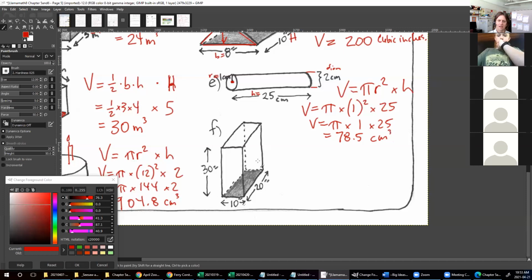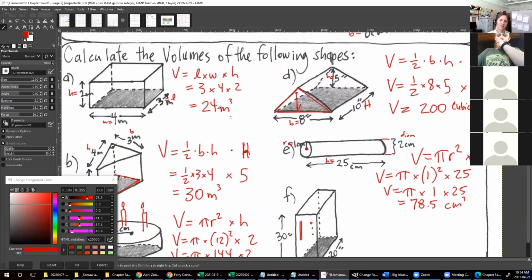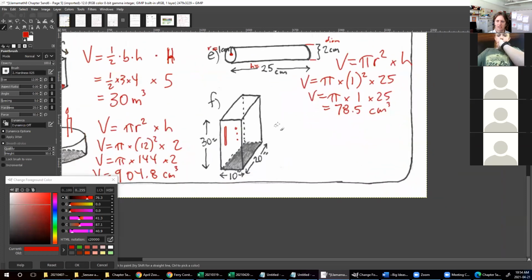And lastly, looks like my desktop computer. And I've got 10 inches by 20 inches by 30 inches. I know that the volume of a cube or of a rectangle, it's going to be length times width times height. So let's write that. Area is equal to length times width times height.